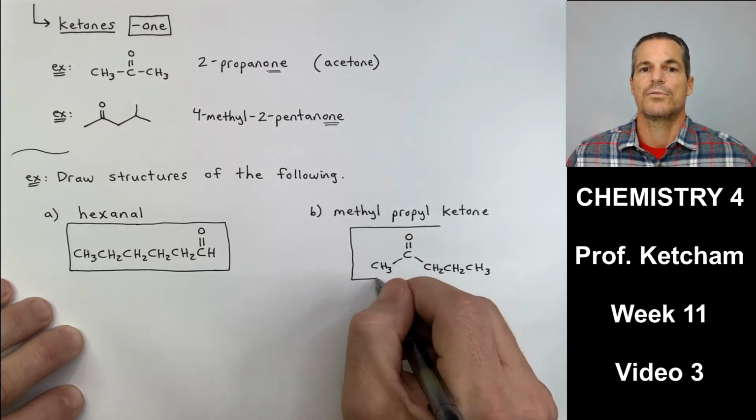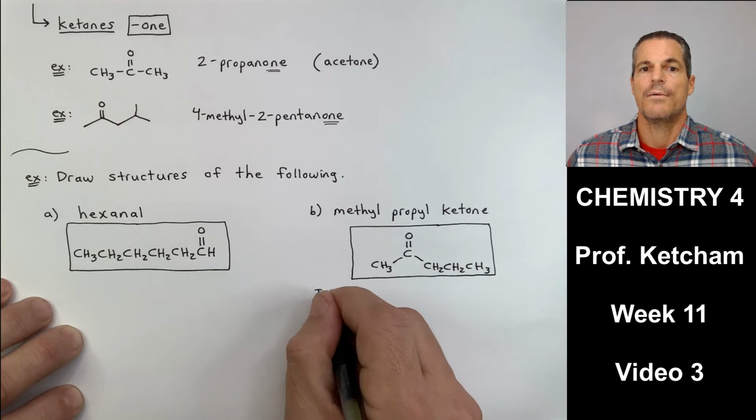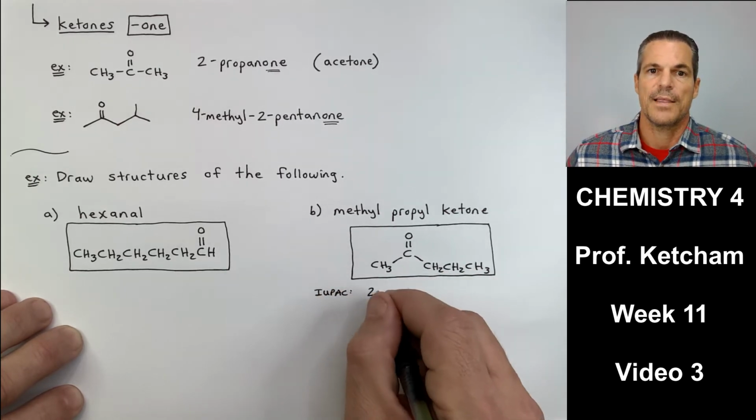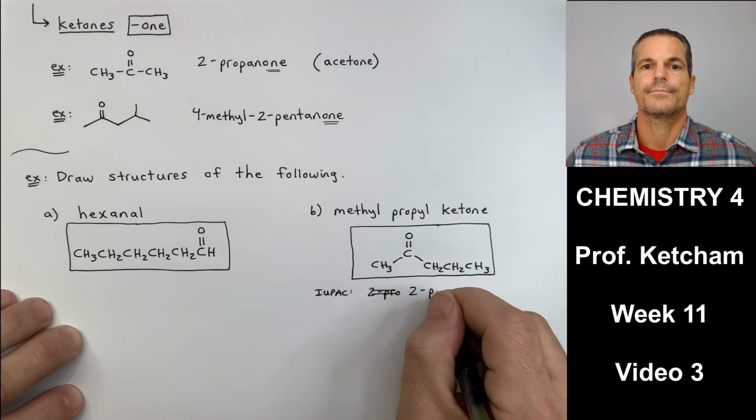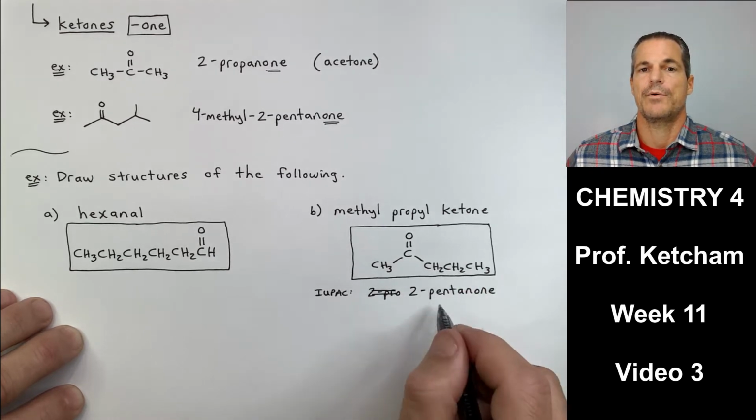Methylpropyl ketone: I drew my carbon double bond O, then I drew the methyl on the left, and I drew the propyl on the right. The IUPAC name of this, by the way, would be 2-pentanone.